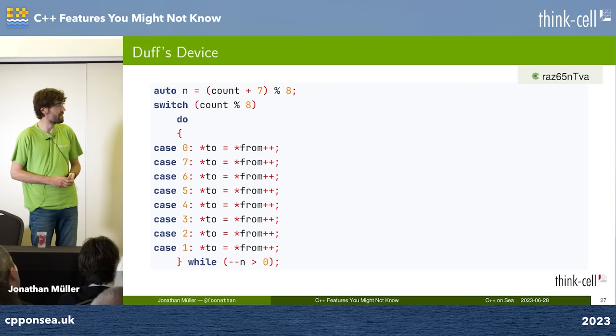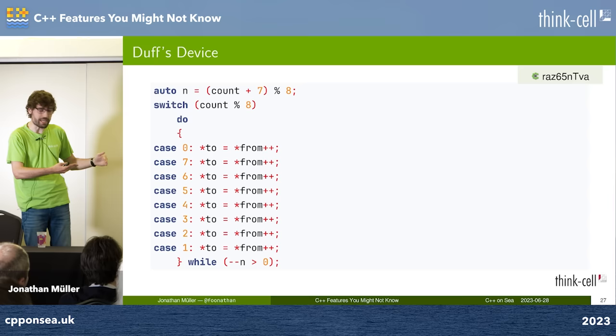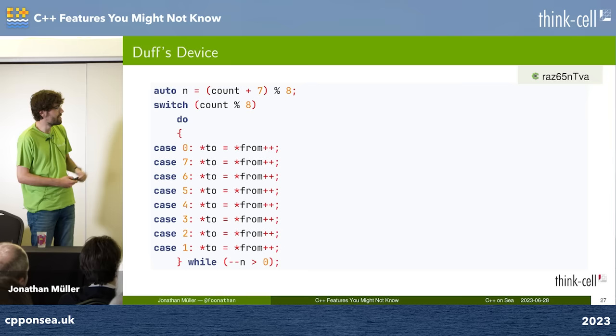So what they do here is they have a switch over the remainder. And if, let's say, the remainder is 2, we jump to 2, do 2 single copies, and now it's divisible by 8. So now we have a loop that just ignores all the cases and just does 8 at a time. So this is a very compact way of writing, let's say, some sort of memcopy.